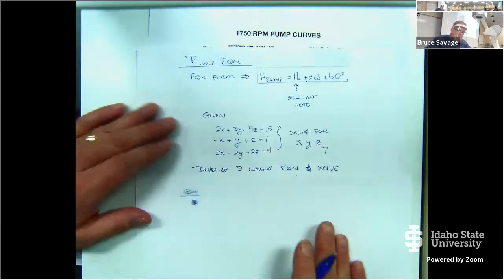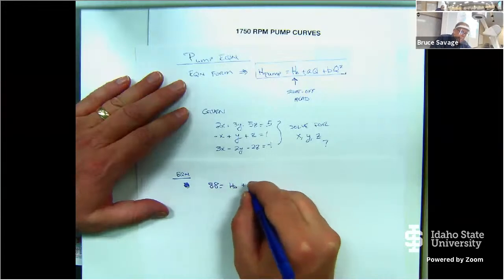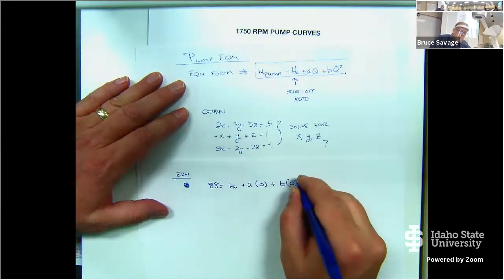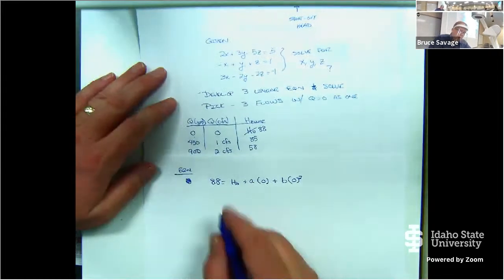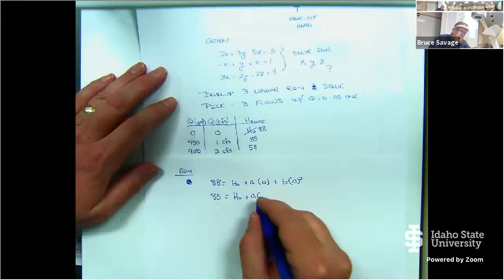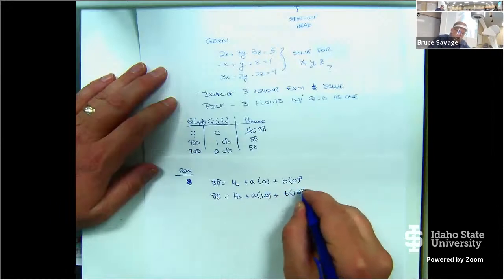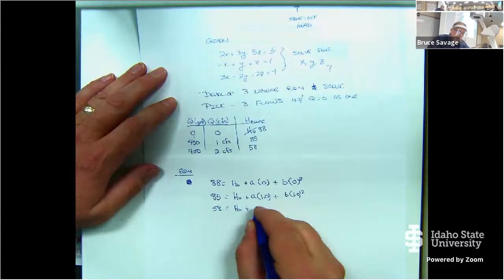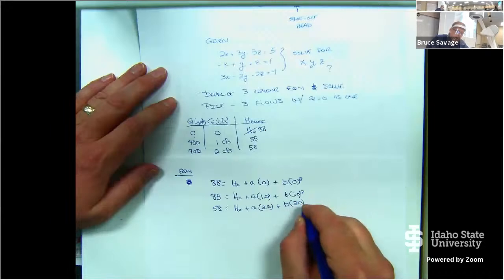So my 3 equations become then 88 is equal to h sub naught plus a times 0 plus b times 0 squared. Then the next one, I'm going to have 85 is equal to h sub naught plus a times 1.0 plus b times 1.0 squared. And the last one is going to be 58 is equal to h sub naught plus a times 2 plus b times 2 squared.